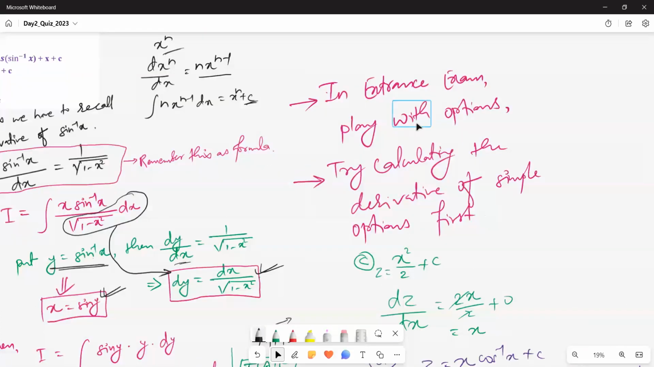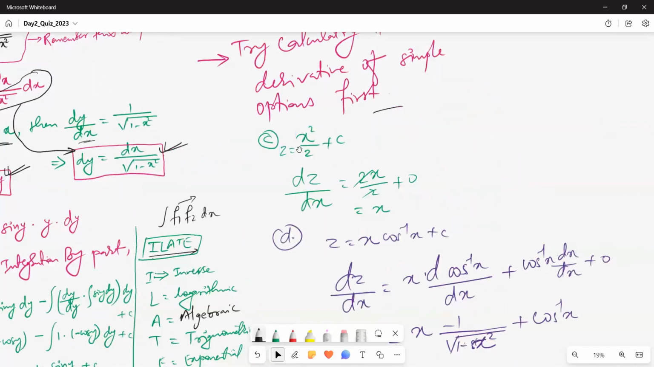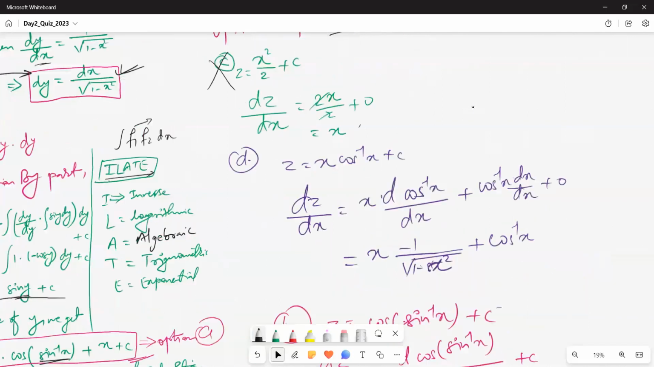So in the entrance exam, play with the options, and try calculating the derivative of simple options first. I have shown some calculations here: for option C, we had x square by 2 plus c. When you take its derivative, it will be x. So this can simply be rejected, because we have a very complex thing and this x is coming, so this is rejected, right? Now play with option B and option D. Option D is also a simple option. When you play with option D, you get this. So this is also not your question, so this is also rejected.